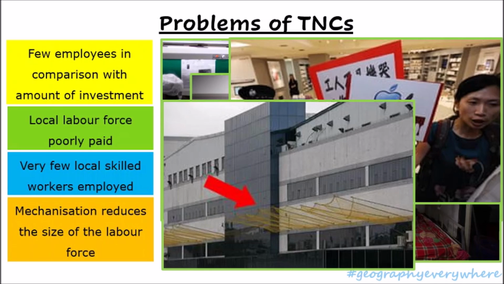Another problem with TNCs is that over time, factories have been building up more machines. Many times, these machines take up the jobs of employees. This means that an even smaller amount of people can work in the factory.